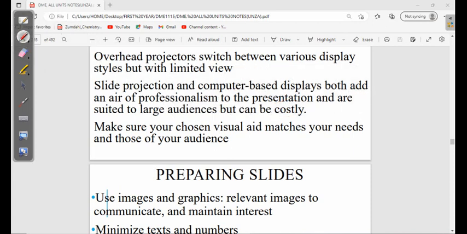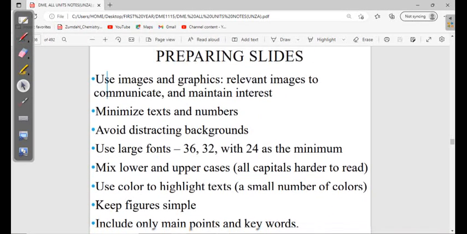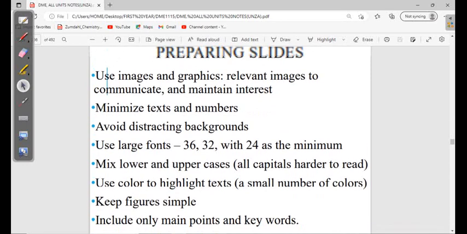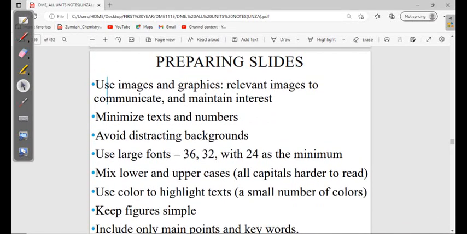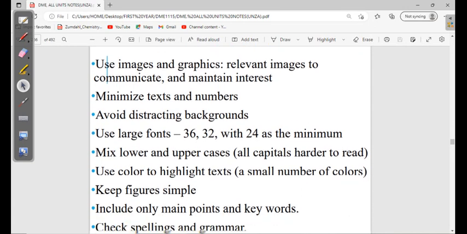So when you are making these visual aids, make sure that they match the needs of your audience. You don't just write anything on the visual aids. You need to know what the needs of your audience are, and then you can put those points on the visual aids. Now let's understand how to prepare slides as we talk about visual aids.